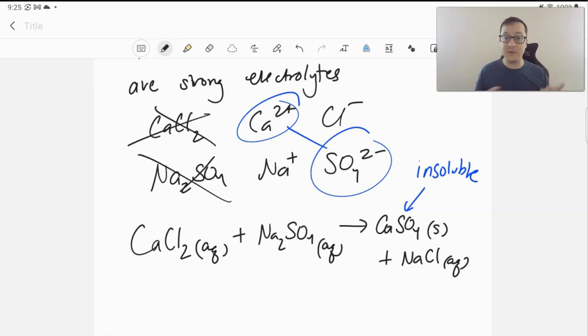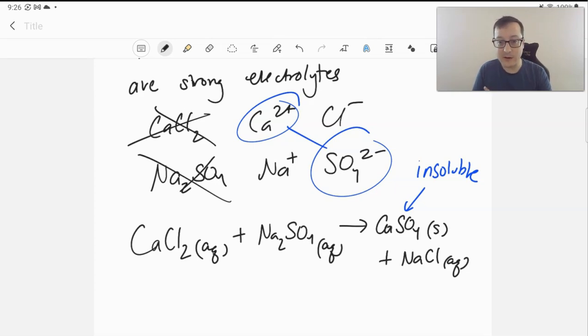So we've switched our partners. We indeed found that there was a solid formed in this reaction. The calcium sulfate is formed because once those two ions find each other, they are very happy to come together and form a solid. They have very strong interactions.